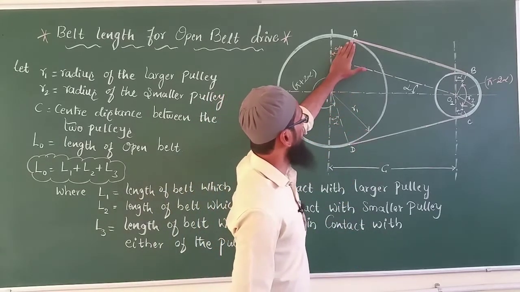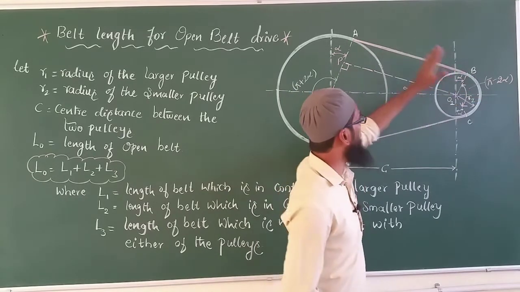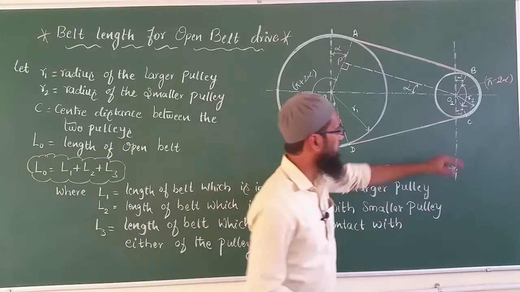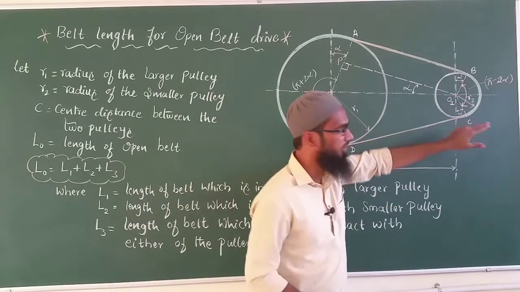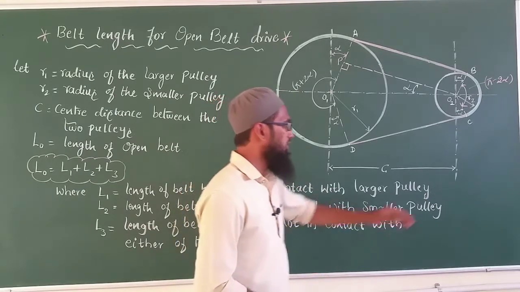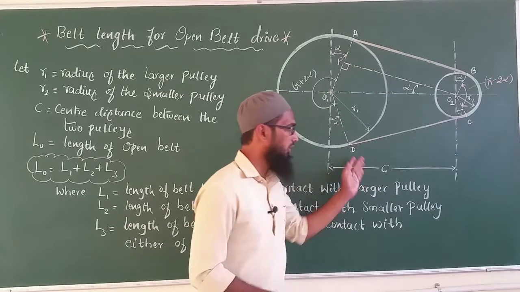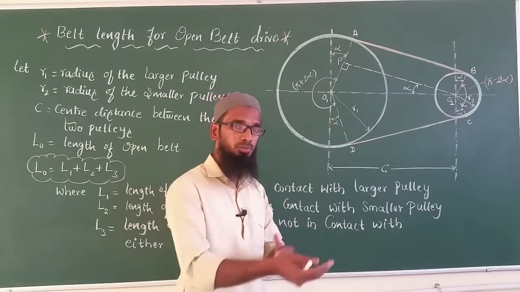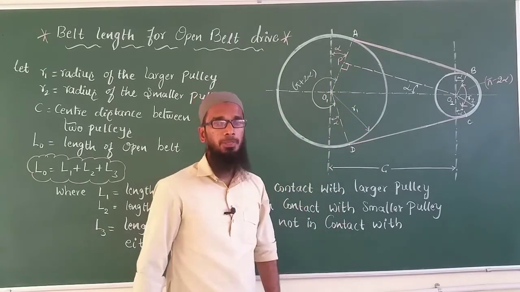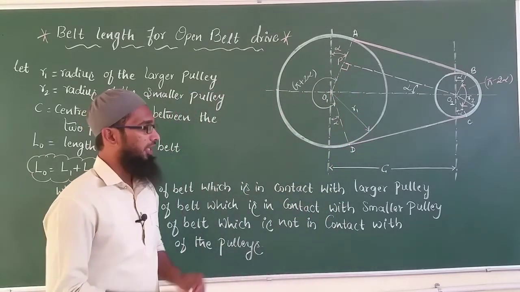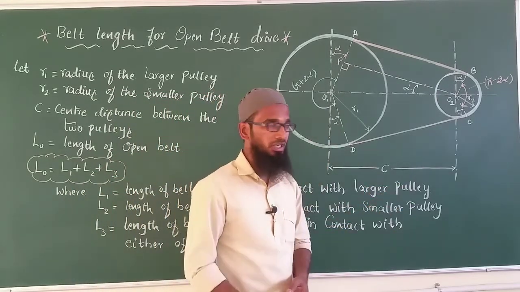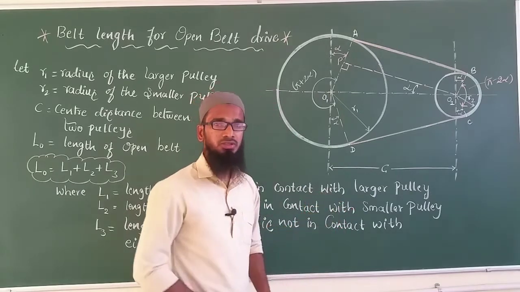I take the points A and B. From point A to B the belt is not in contact with the pulley. Similarly, from B to C the belt is in contact with the smaller pulley, while transmitting the power. Again from C to D the belt is not in contact with any of the pulleys. From D it will again have contact with the larger pulley. So I need to find out the total length of this belt for an open belt drive arrangement when some particular dimensions have been given.